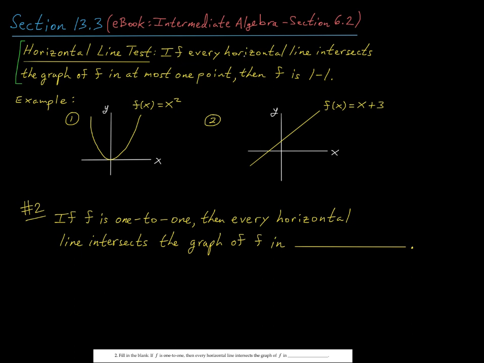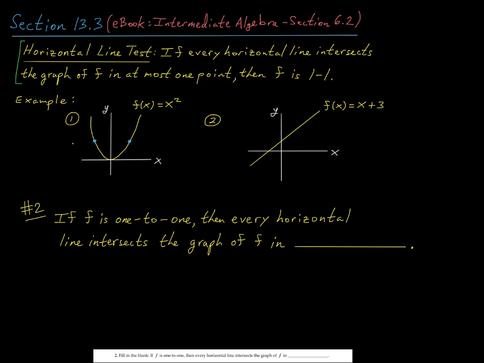It says that if every horizontal line intersects the graph of f in at most one point, then f is one-to-one. And so here, to illustrate, I have the function f of x equals x squared. We saw this in the last video.